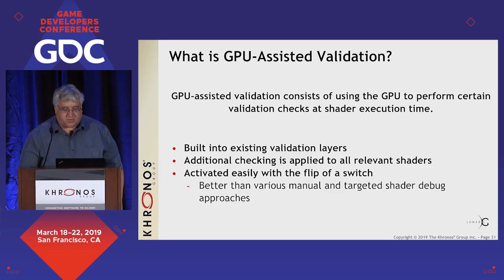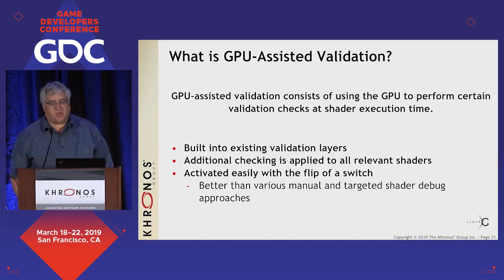It turns out that there's a certain class of validation problems that are extremely difficult to solve on the CPU itself, or only on the CPU. So that's what GPU-assisted validation is all about. Basically, we want to use the GPU to run instrumented shaders that generate some debug information that the layers then analyze and then tell you what's wrong.